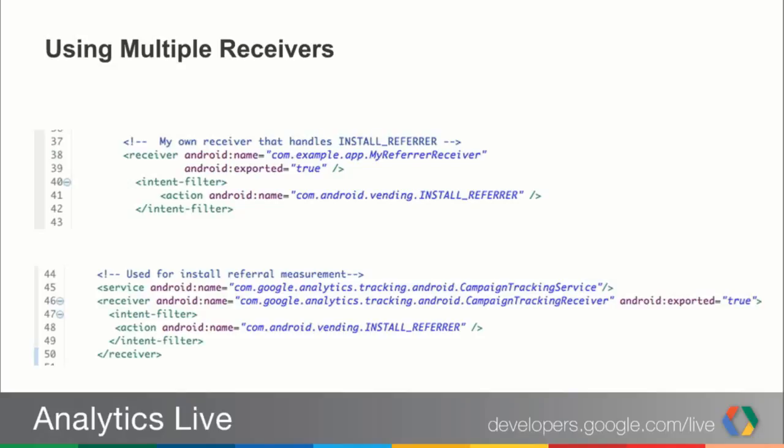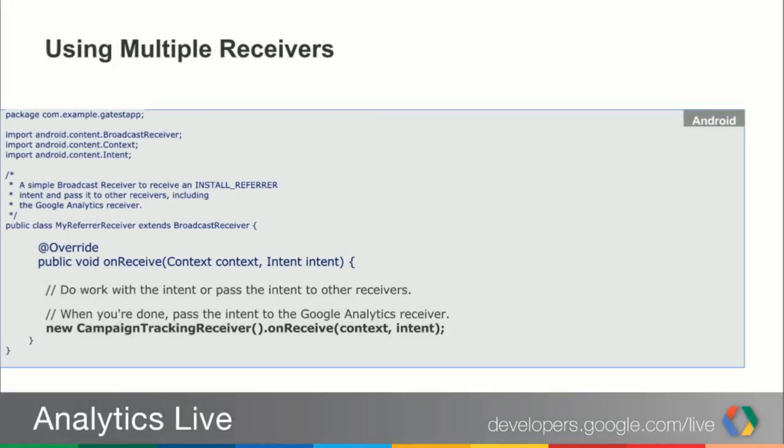So the solution for this is pretty straightforward. It's my sad face emoticon. You don't want to do this. What you want to do instead, at least in the last example, is take the receiver that you already had, and do whatever work you're going to do with the install refer intent, right? And then at the end, as soon as you're done with all the work that you're going to do otherwise, you can just instantiate this Google campaign tracking receiver. You can call its onReceive, and then pass it the context and intent.